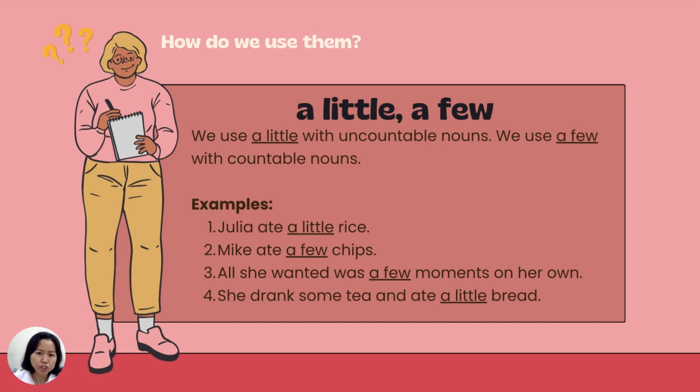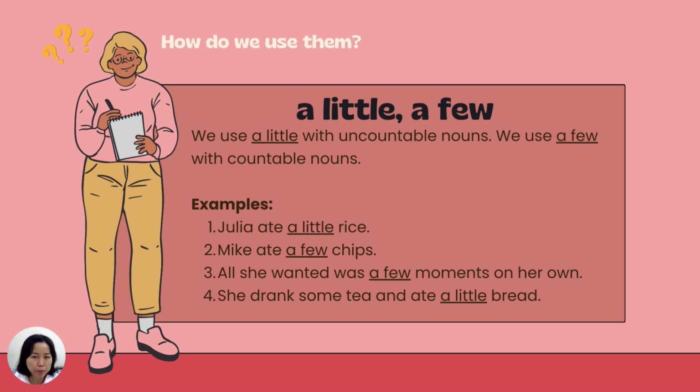And number three, all she wanted was a few moments on her own. A few moments. So moments are countable nouns. What about number four? She drank some tea and ate a little bread. So is bread countable or uncountable? Uncountable. Good.